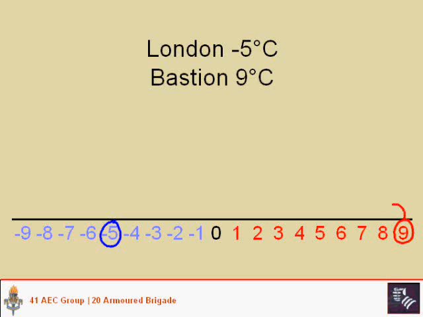So 1, 2, 3, 4, 5, 6, 7, 8, 9, 10, 11, 12, 13, 14. Therefore, it's 14 degrees cooler in London than it is in Camp Bastion.